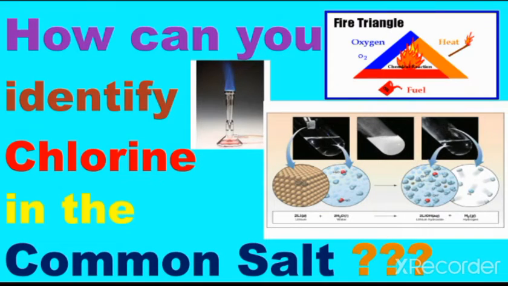How can you identify the chlorine in the common salt?